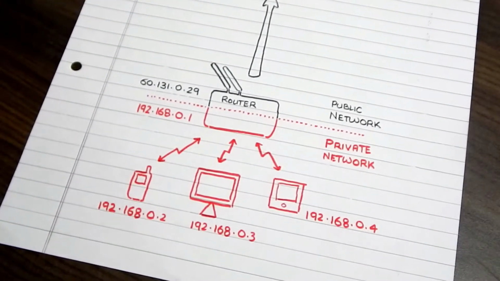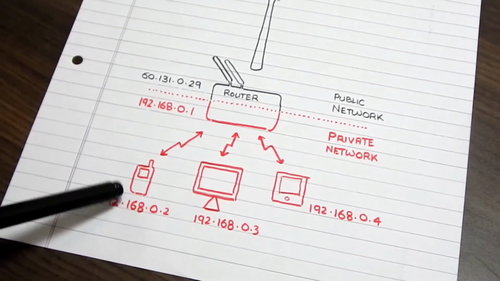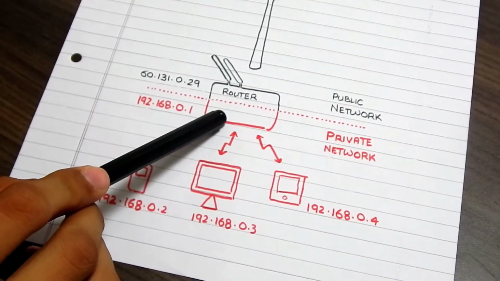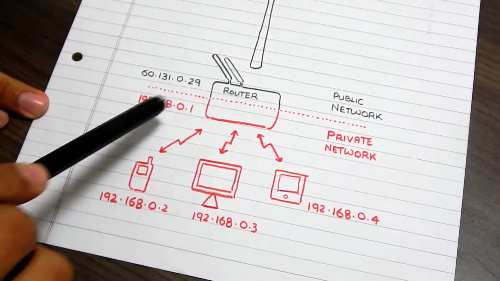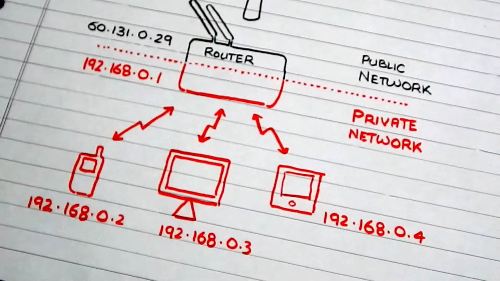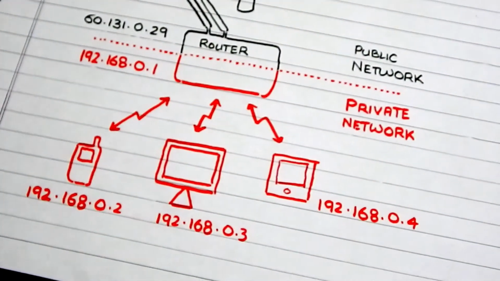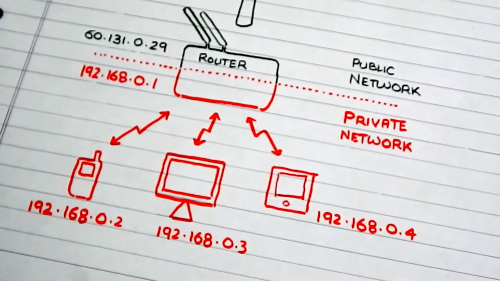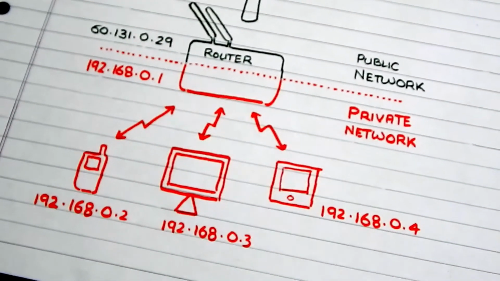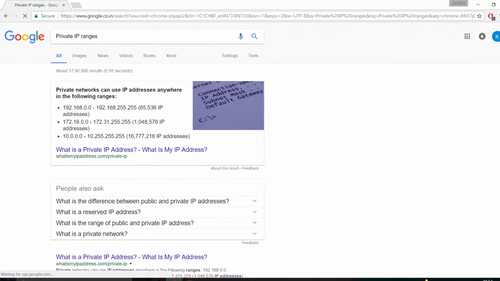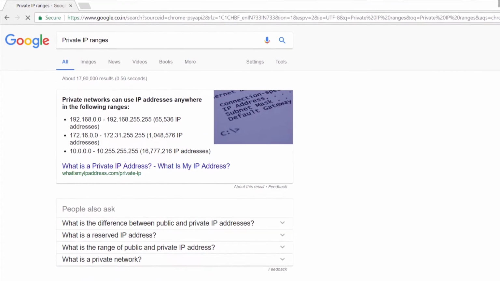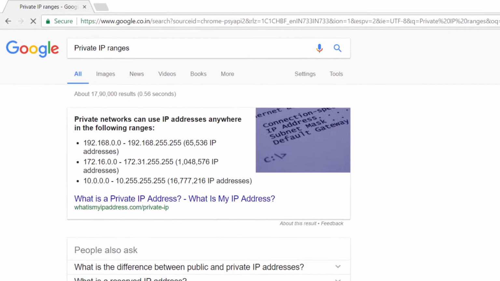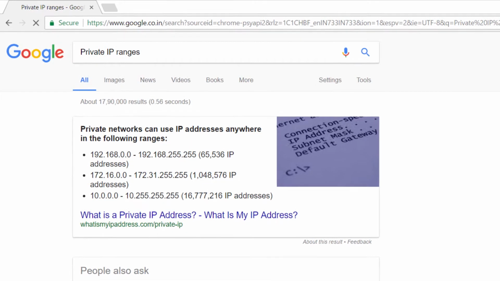So what happens is, when your phone, for example, wants to communicate with the internet, it makes a request to the router at this address. The first address is occupied by the router. The router, on behalf of the phone, will communicate with the internet, and whatever response is received, it will give to the phone. This is called network address translation. A quick search on Google shows you all the private IP ranges. The range starting from 192.168.0.0 is a very common IP range.